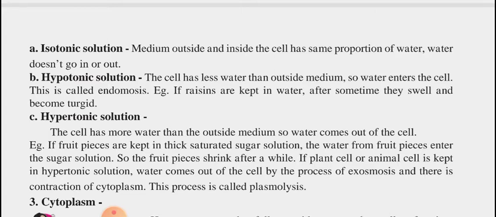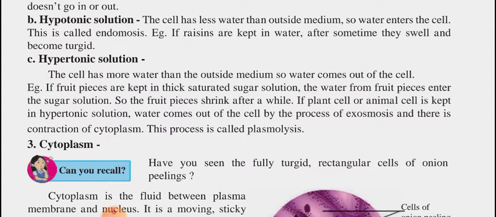Example: fruit pieces are kept in a thick saturated sugar solution. The water from the fruit pieces enters the sugar solution. So the fruit pieces shrink after a while. If a plant cell or animal cell is kept in a hypertonic solution, water comes out of the cell by the process of exosmosis, and there is a contraction of cytoplasm. This process is called plasmolysis.